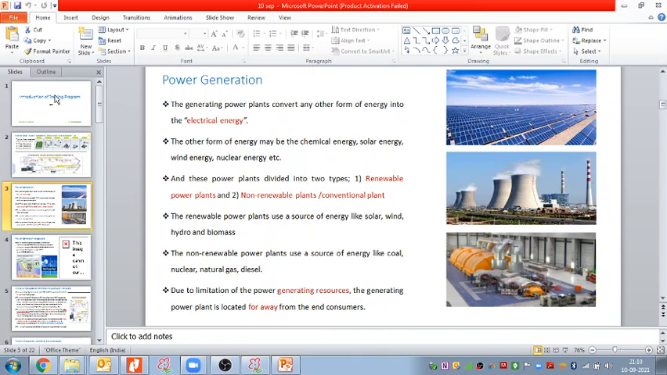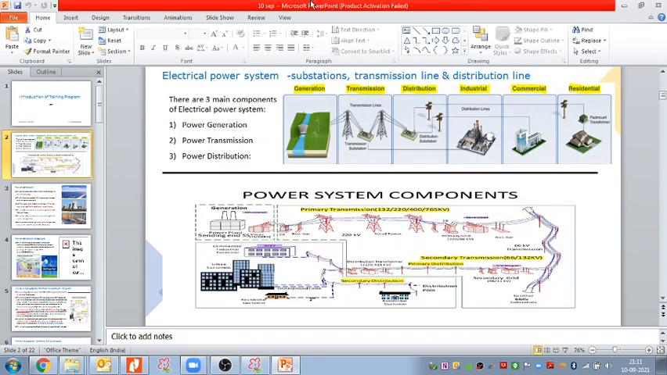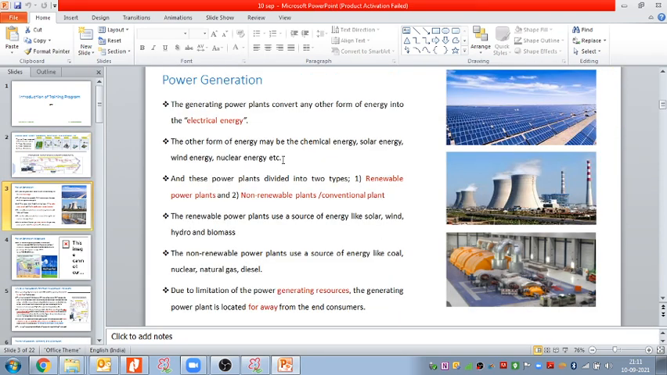Okay. So yeah, let me come again to slide number 2. So we have generation, transmission, and distribution. For power generation, we use non-electrical energy, any other form of energy, and we convert it into electrical energy. The other form of energy may be chemical energy, solar energy, wind energy, or nuclear energy. And these power plants are again divided into two types: the renewable power plants and the non-renewable power plants, or we can say the conventional power plants.